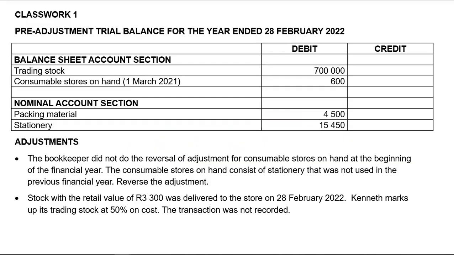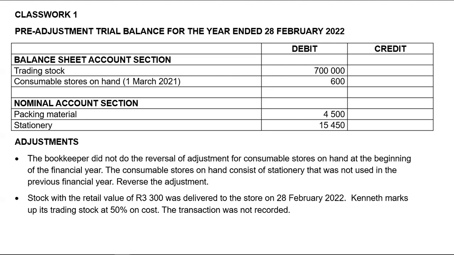In our pre-adjustment trial balance, under the financial position section, we've got trading stock worth 700,000 and consumable stores on hand. This is on the 1st of March 2021, which is the beginning of the financial year, and that is 600. Under the nominal account section, we've got packing material 4,500, stationery 15,450.